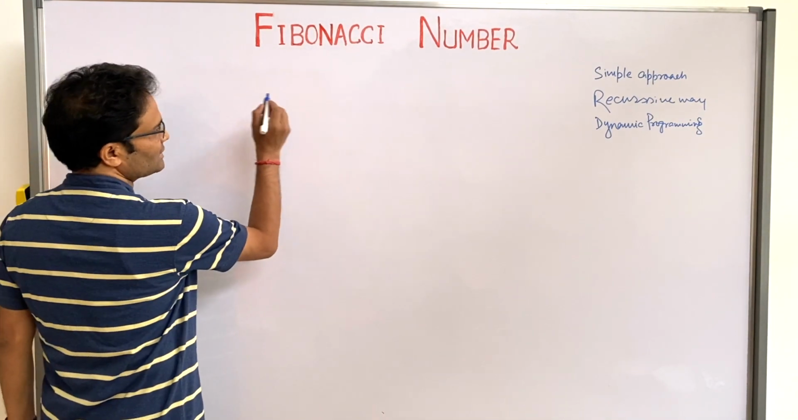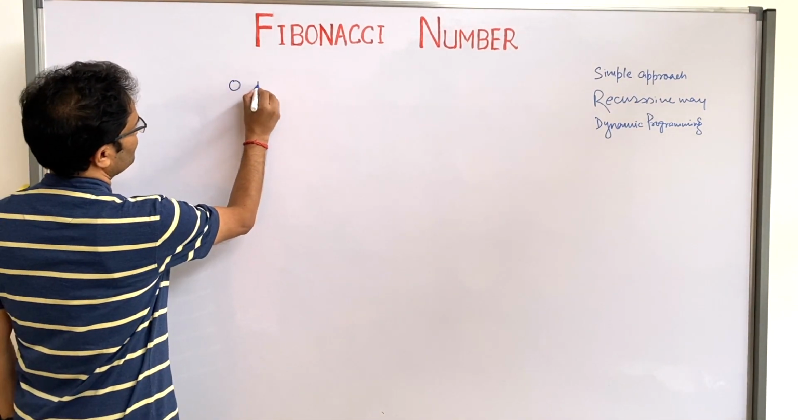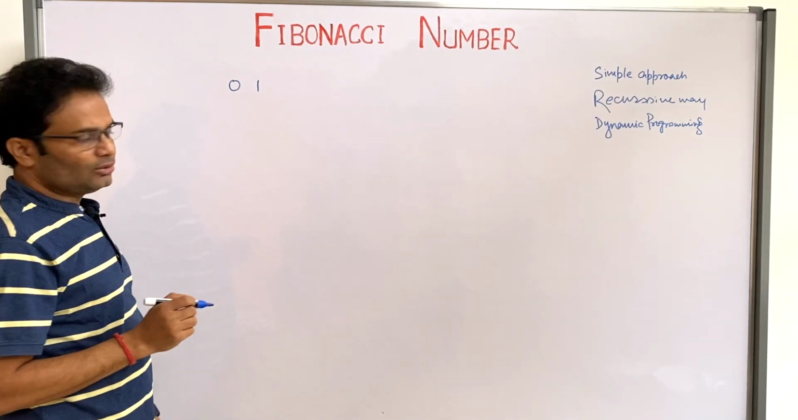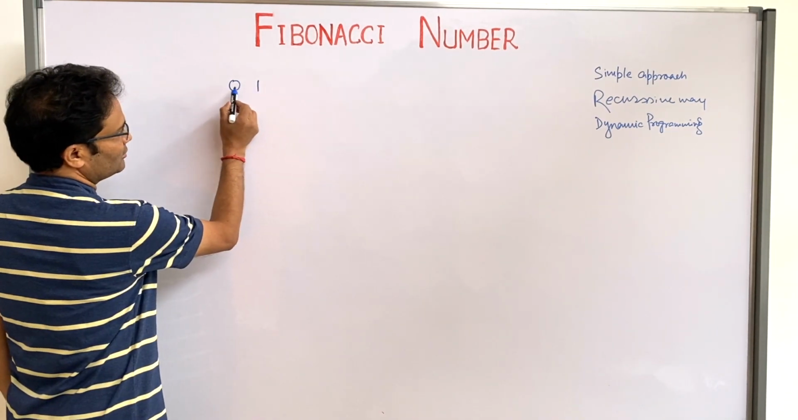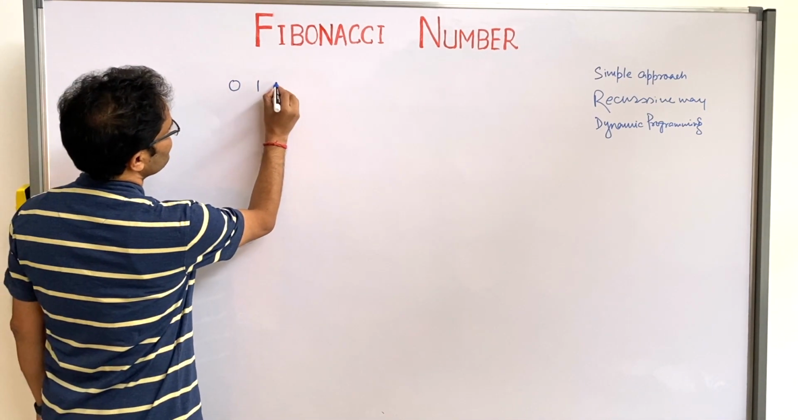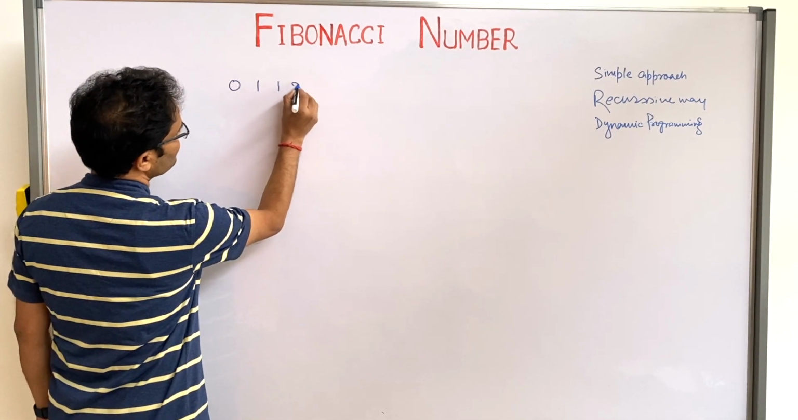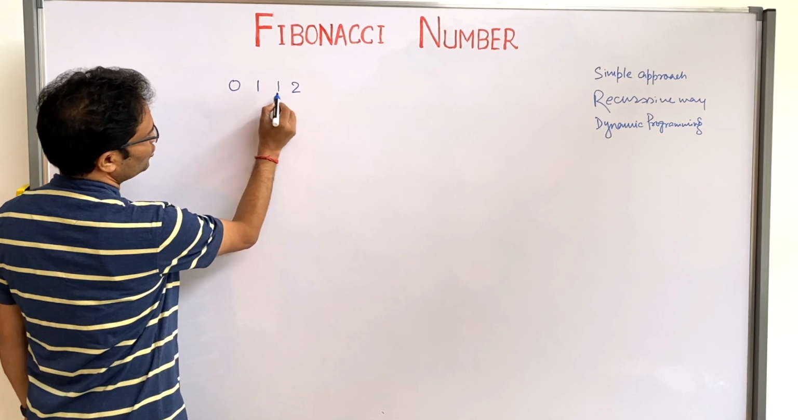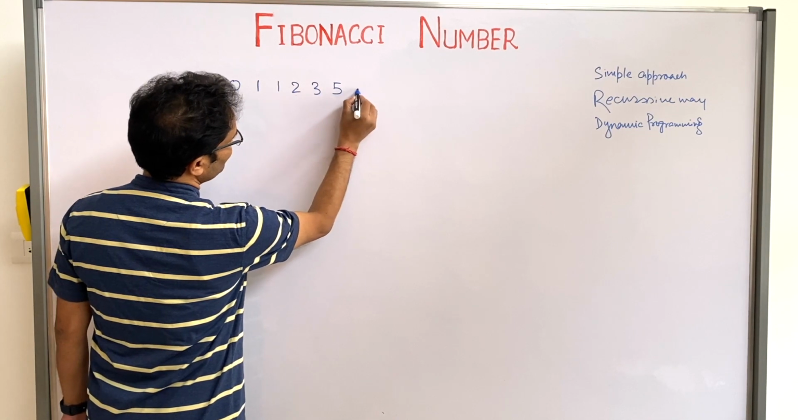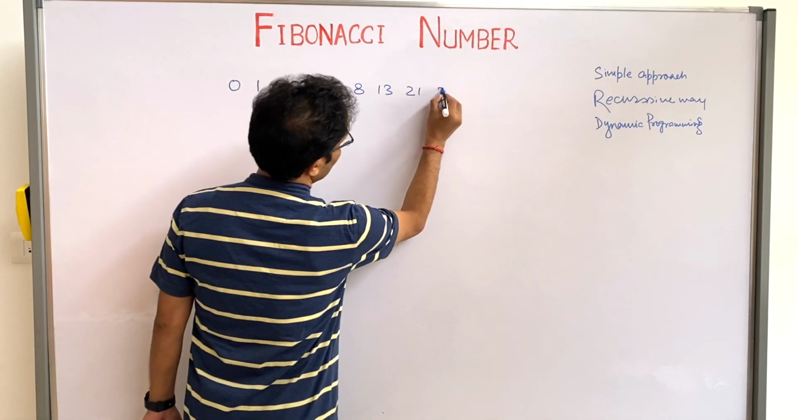By default, the first Fibonacci numbers are 0 and then 1. These are the first two Fibonacci series numbers. Then what you have to do is add these two numbers, so add the last two numbers. So 0 and 1 is 1. Now you have to add these two numbers: 1 and 1 is 2. Then now these two numbers: 2 and 1 is 3. Then 3 and 2 is 5. Then you can go to 8. Then 13. Then 21. Then 34.